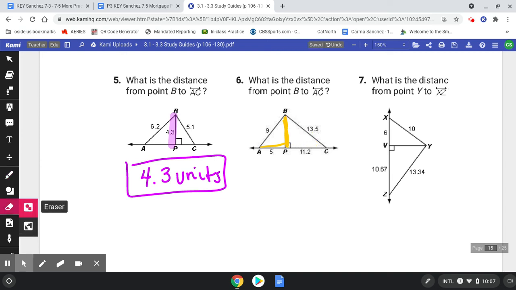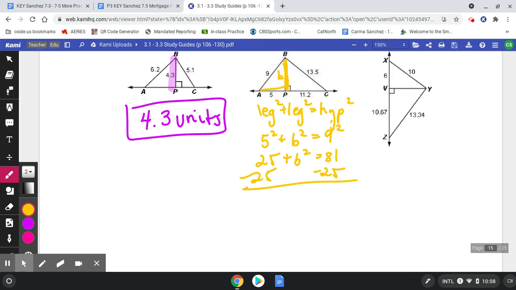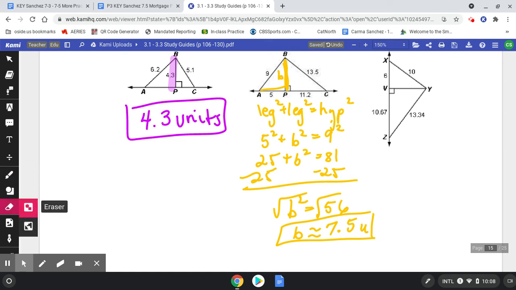Personally, I'm going to want to stick to the whole numbers because I don't want to work with decimals if I don't have to. So I'm going to write out my formula. Leg squared plus leg squared equals hypotenuse squared. And I'm going to get 5 squared plus my missing side B squared is equal to 9 squared, which is 25. And you need to subtract that 25 from both sides. 81 minus 25 gives us 56. And then we take the square root of both sides, and you're going to get that B is approximately 7.5 U for units. That is my missing side length that I had to be familiar with the Pythagorean in order to find it.